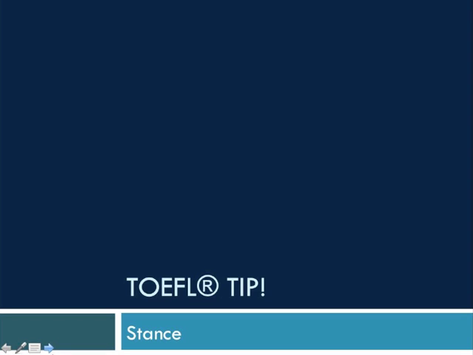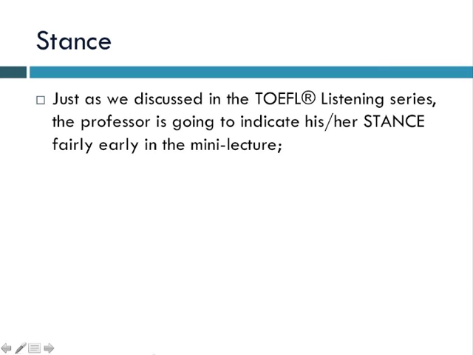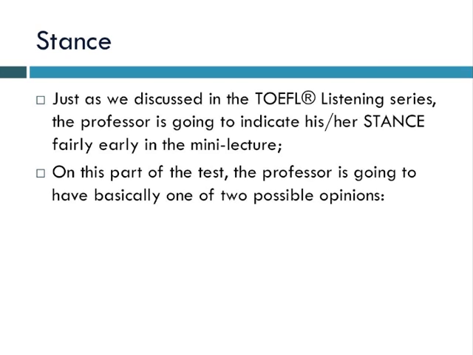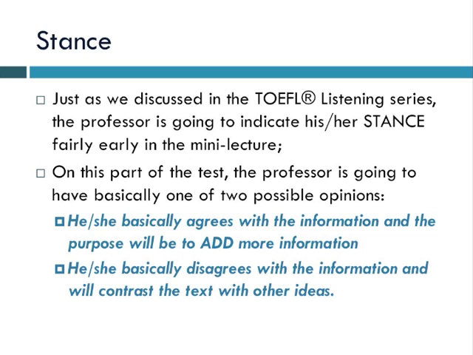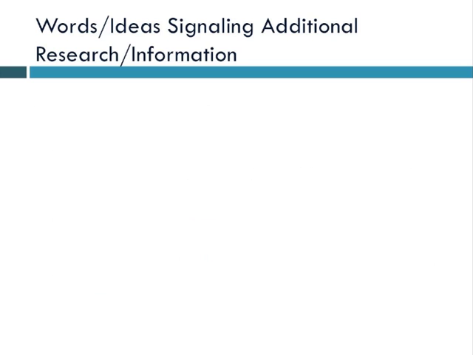Now, we've been talking about stance. This was an idea we used back in the TOEFL listening series. Let's go back and revisit that just for a moment. The professor's stance is something we're going to notice fairly early on in the mini-lecture. Generally on this part of the test, the professor is going to have basically one of 2 possible opinions. He or she basically agrees with the information, and the purpose will be to add more information. Or the professor will basically disagree with the information, and will contrast the text with other ideas. So this is something we have to be able to identify almost immediately. Will the professor agree, or is the professor going to disagree?